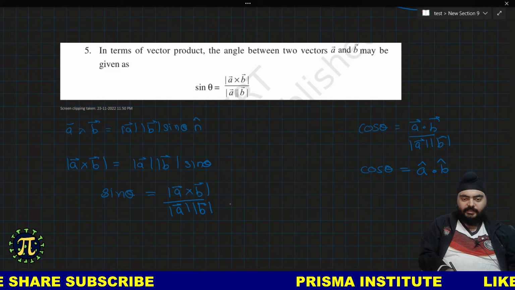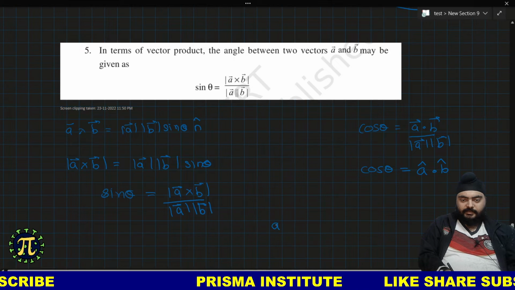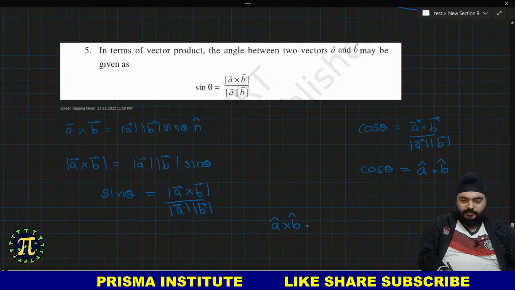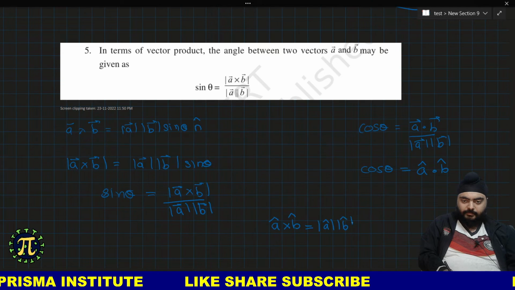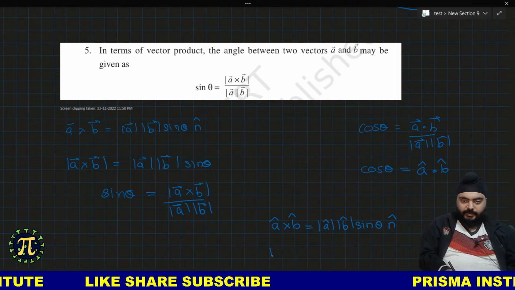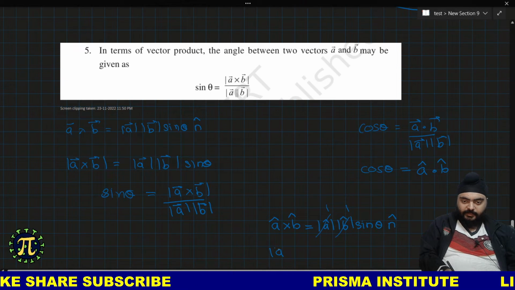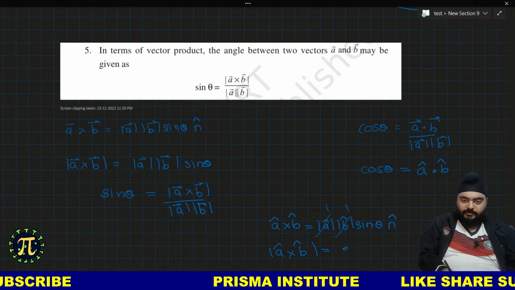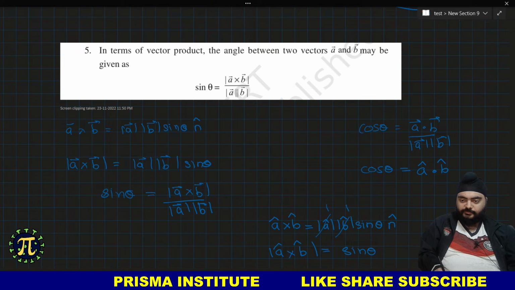So similarly here, in the cross product for unit vectors, if you do A cap cross B cap, this result will be magnitude of A cap into magnitude of B cap into sine of the angle between them into n cap. So these two are 1 and 1. And if I take the magnitude of A cross B, this will be nothing but sine theta, and the magnitude of n cap will be 1. So this is the definition of sine theta.